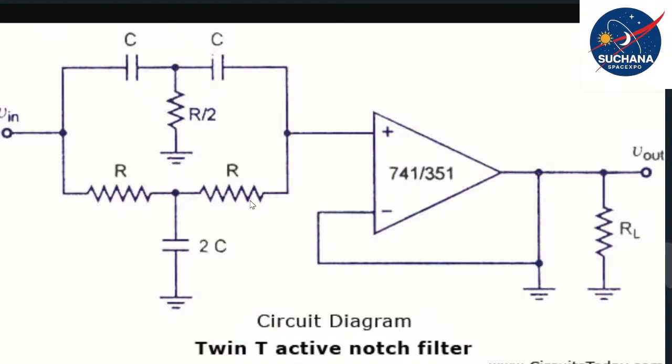you can obtain components like capacitor and resistor, and you can find one component over here, right? This is an operational amplifier.